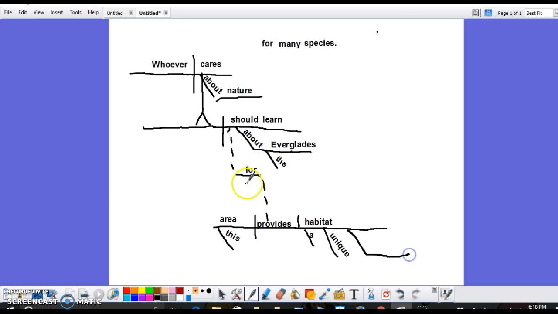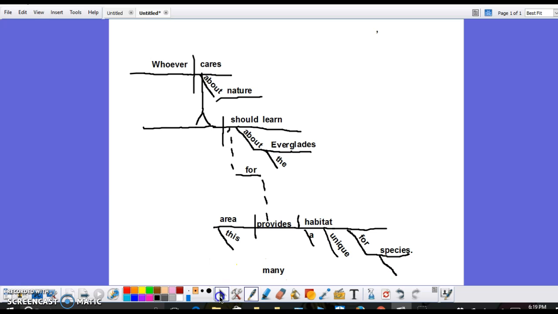And so we have for as our preposition. Do you know why I'm putting the preposition with habitat and not with provides? Because the habitat for many species, doesn't that go together? It's not really provides for many species, right? It's the habitat, yeah.